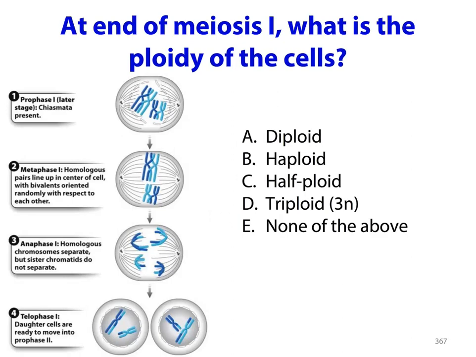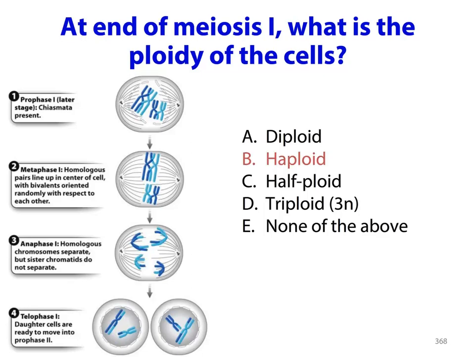Okay, so this is your first question. Stop for a moment, consider what the ploidy is of the cells, and see what your answer is. It's not E. Hopefully you chose haploid, because obviously in the very beginning it was a diploid cell.